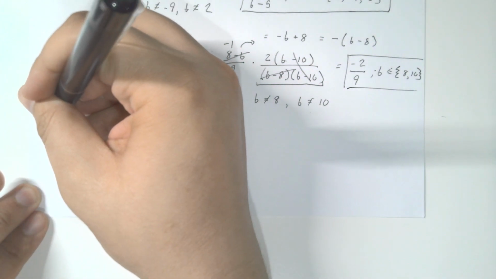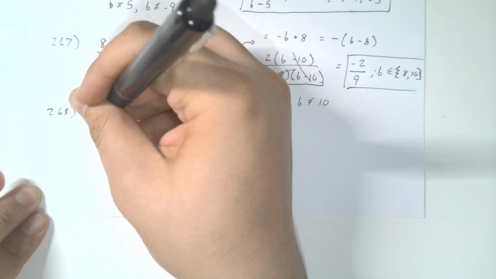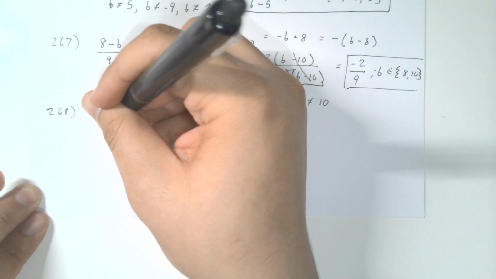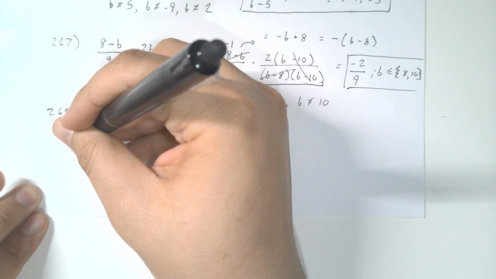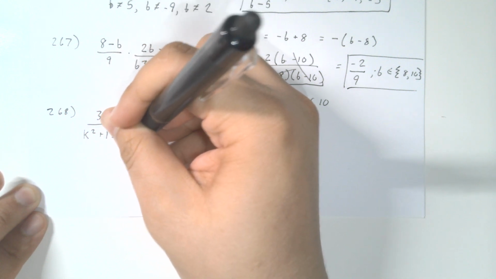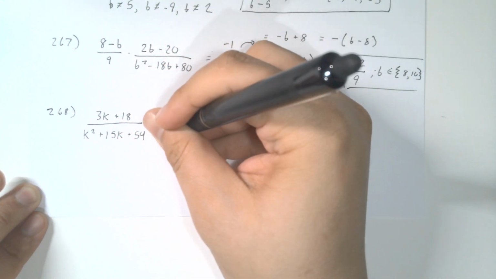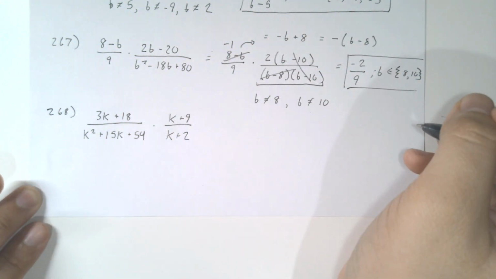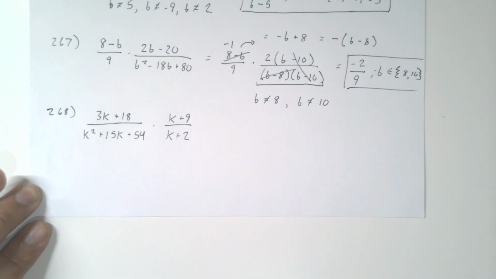What about for number 268? We have 3k plus 18 divided by k squared plus 15k plus 54 times k plus 9 divided by k plus 2. So k plus 9 and k plus 2, those can't be factored any further. So that's fine. We'll leave those as is.